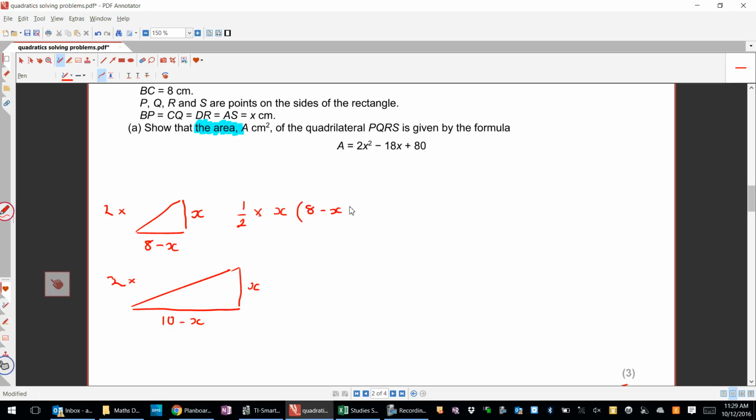Now here's where it's worth writing things out, because how many of them do I have? 2. So it's actually 2 times a half. And what does that do for me? Cancels. 2 and a half cancel out. So we then get left with x times 8 minus x. And then what about this other one then? So it's again 2 times a half times x times 10 minus x, which again is just x times 10 minus x.